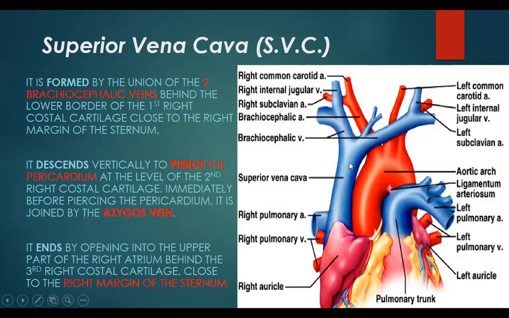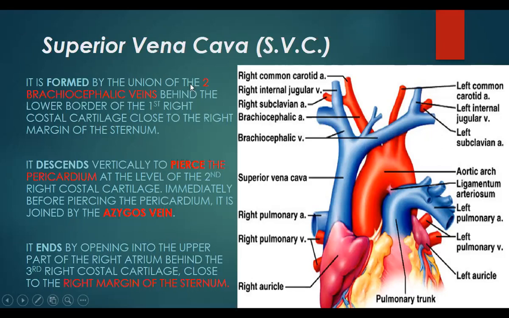So the superior vena cava, if you see, is formed by the union of two brachiocephalic veins. If you see here, there are two brachiocephalic veins. Veins will be draining into the heart, so they will be going towards the heart. So their beginning will be away from the heart, and their termination will be near the heart. So the beginning of the superior vena cava is here. It begins by joining of two main veins. These are called the brachiocephalic veins, the right and the left brachiocephalic vein.